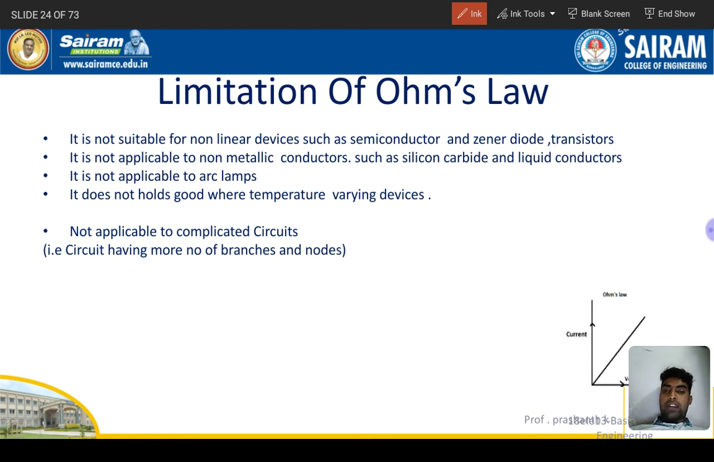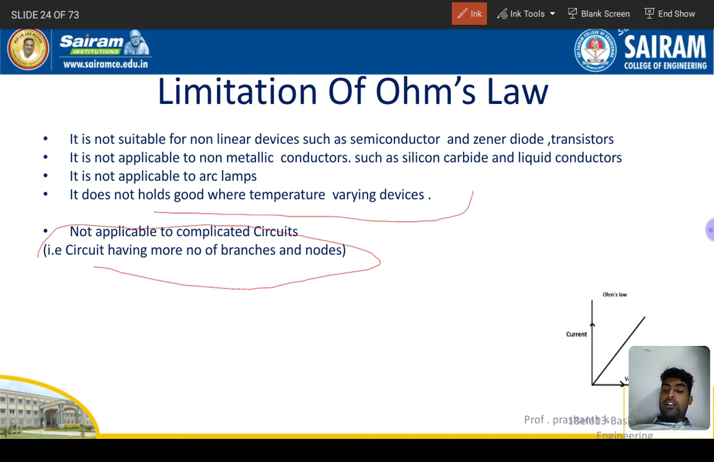And it is not applicable to arc lamps. I think you might have seen, if you switch on the power supply, it glows after 2 or 3 minutes. The temperature has to reach some limit, then only it will glow. So it is not applicable to temperature varying devices. Ohm's law holds when temperature remains constant. It does not hold for temperature varying devices like thermistors and thermocouples. And the final point, it is not applicable to circuits having a large number of branches and nodes.